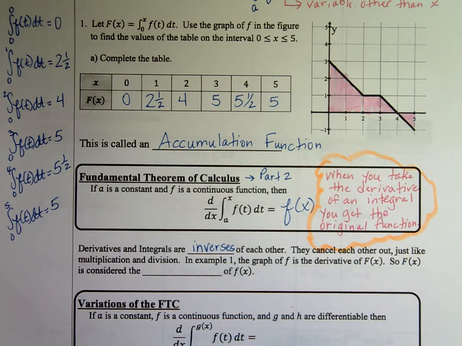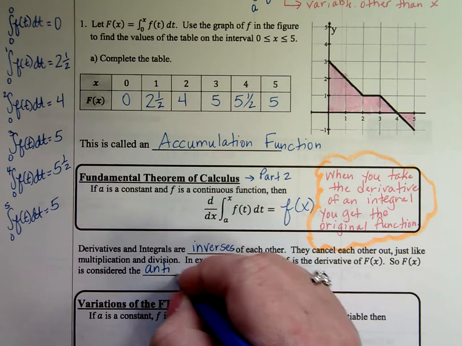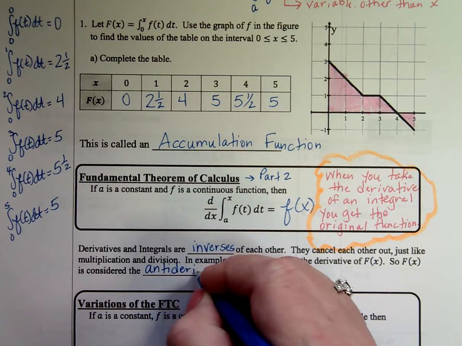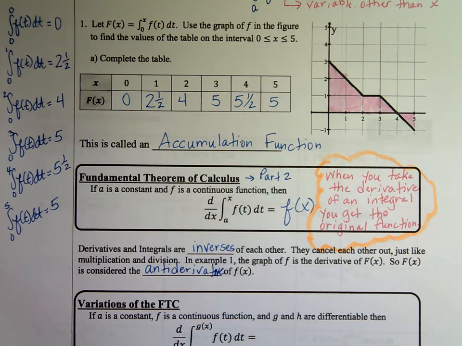In example 1, the graph of f is the derivative of capital F of x. So capital F of x is considered the antiderivative. You went backwards. Antiderivative of f of x. So the capital F of x represents an antiderivative, different than a little f of x. There's a difference between the two things.